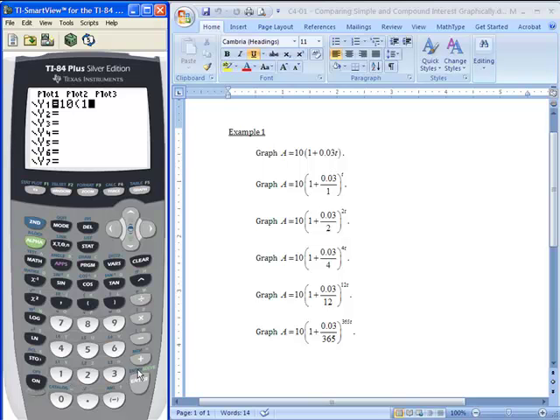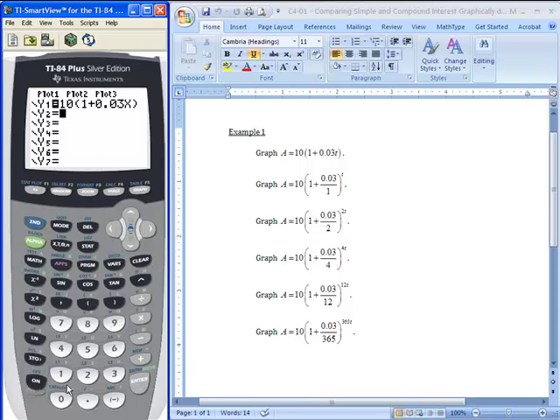We're going to have 1 plus 0.03, and then we'll use x, because that's the variable the calculator likes to work with. And then we'll close the parenthesis. So in the calculator we're going to use x, where in the examples we see t. So x is going to be our time value. Y's are going to be our accumulated amounts, or future values, if you will.